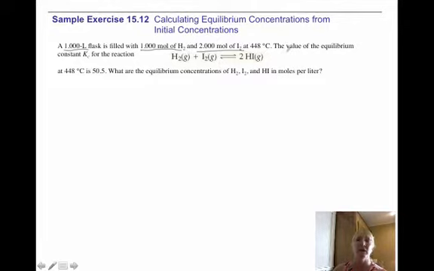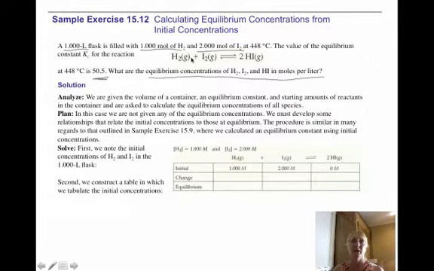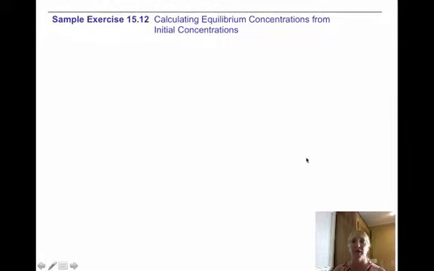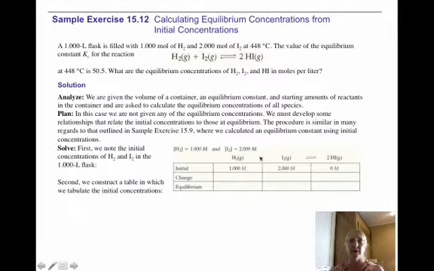They give you the value of the equilibrium constant. It's right there, 50.5. Looks familiar. And now this time, they want you to find the equilibrium concentrations of all 3 of those substances, the product as well as the reactants. What I like to do, as you can see here, is to write the equation above my ice chart.